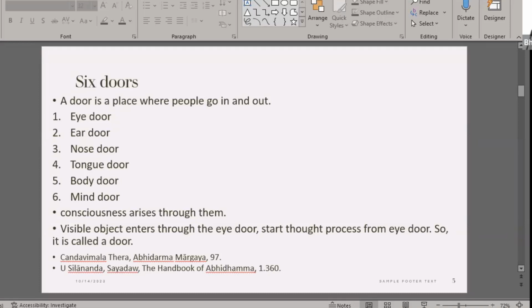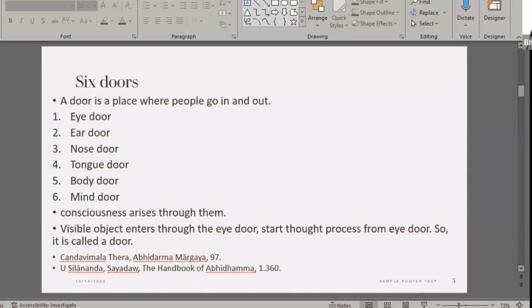Similarly, those doors allow objects to enter in, and because of these doors, they open the thought process to go out. So this is like a simile, no? It's not exactly like something going in and out of the eye. We should understand it according to the thought process.